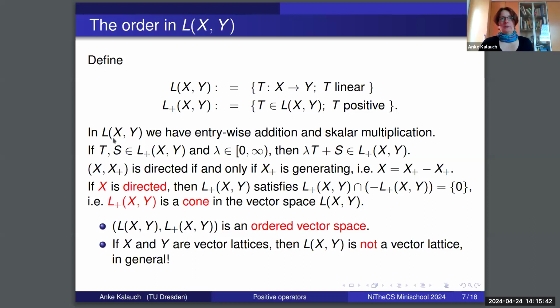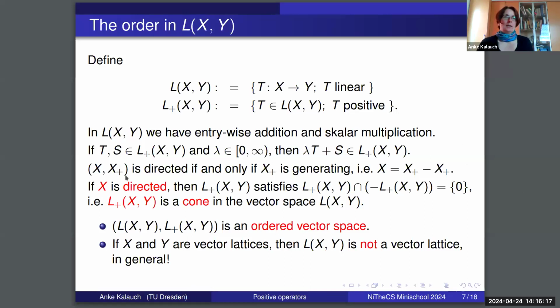And it turns out, if we add two of them, we stay in the set. The sum of two positive ones is positive. And if you multiply with a positive number, it stays there. So part of the cone definition is fulfilled, but not everything. What is missing is that the intersection of L_+ with minus L_+ is {0}. This in general is not true, but under a very mild assumption, we get this property.